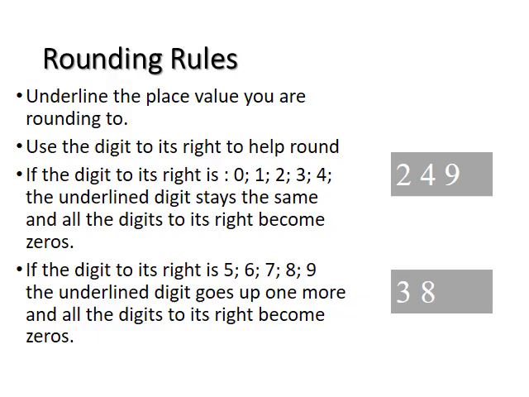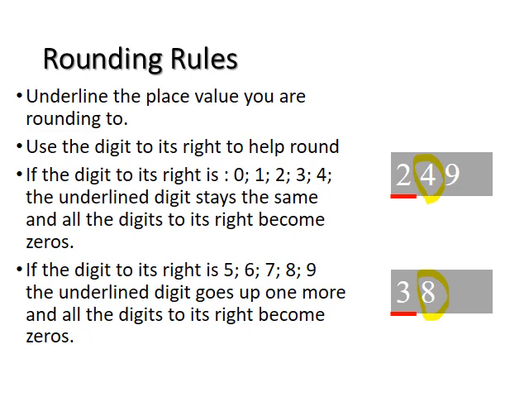Let's remember together some rounding rules. I underline the place value I'm rounding to. Look at the examples on the right. I want to round to the nearest 100, I underlined the 2. I want to round to the nearest 10, so I underlined the 3. I use the digit to its right to help round, so I want to look at the 4 and I want to look at the 8.